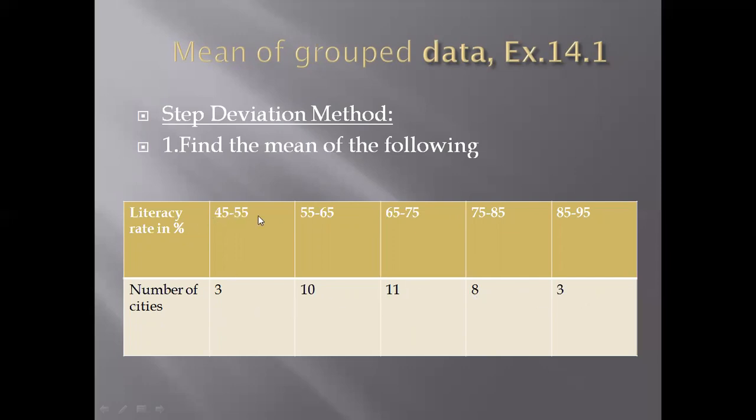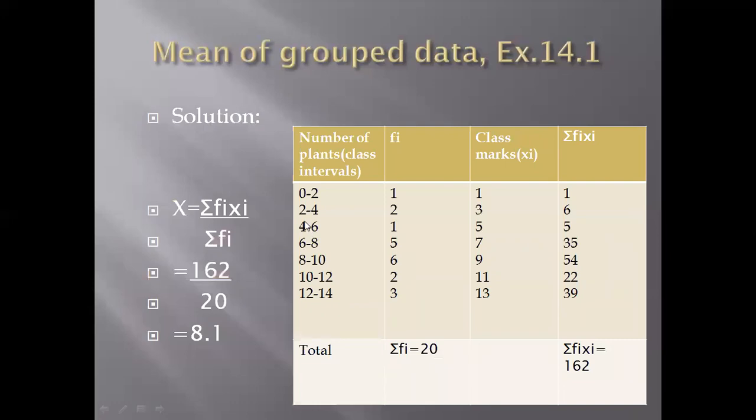You observe here, these all are exclusive classes because the upper limit of the first class is equal to the lower limit of the second class. It means this 55 is not going to be included in this particular class. 55 is included in the second class. Similarly, 65 is not going to be included here. It is going to be included in the next class, and so on. Now see how to find the solution for this.